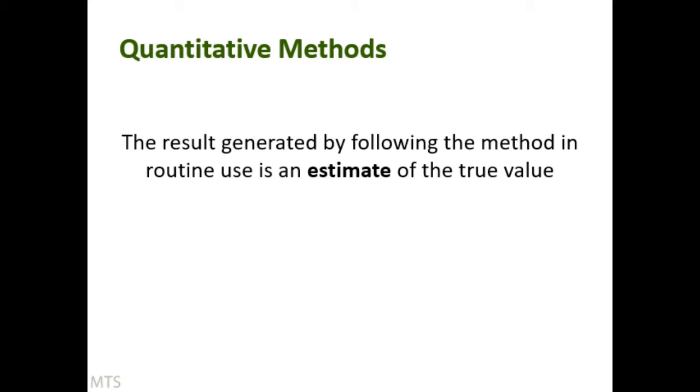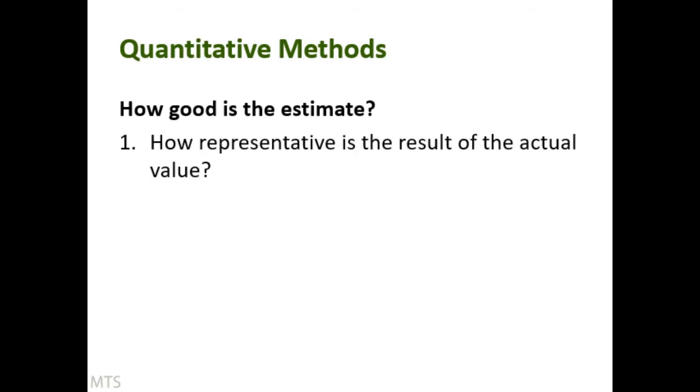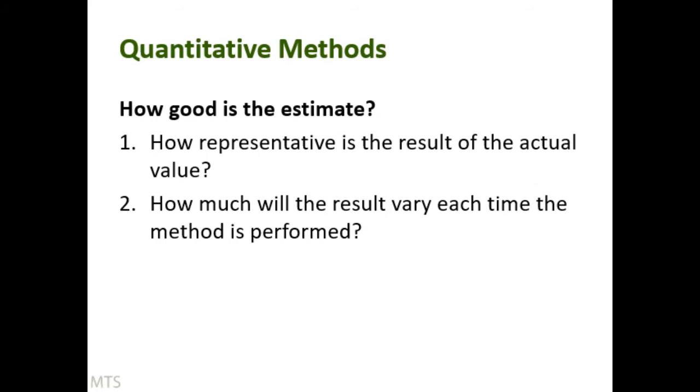So it's an estimate of your true value. And what we're interested in is how good is that estimate. So 2 things that are important here. How representative is it of the actual value? And how much does this result vary every time we follow this method? Because we're not going to use the method once. So when we're validating, we're trying to think about, in routine use, we'll use this method every time we use it. Is there any issue there? So there are 2 things that we want to look at.